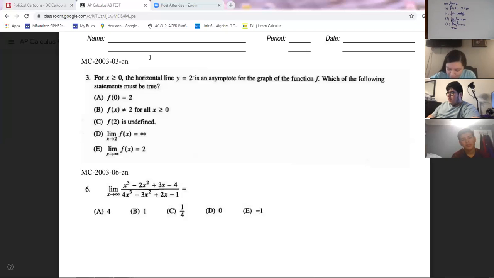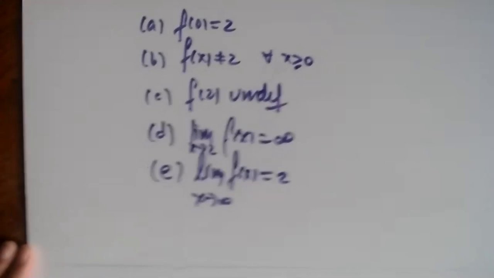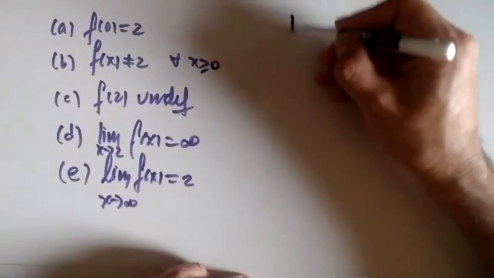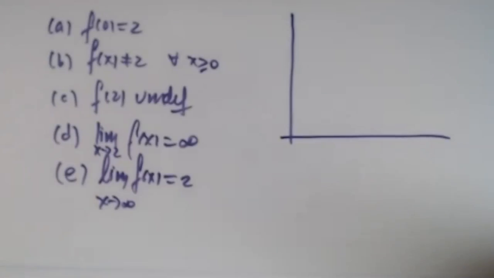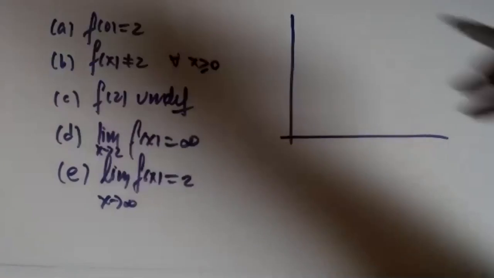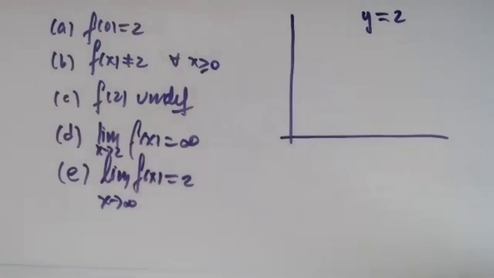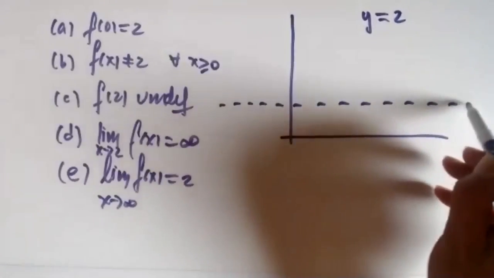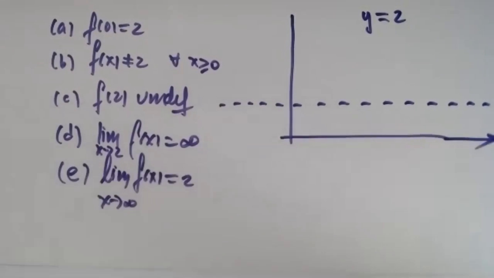Okay, let's go back to the board. These are the answers, correct? So these are the answers here. Now, let's just sketch the possibility. Remember, this is no calculator allowed. So they tell you that y equals 2 is an asymptote. So, okay, y equals 2 is going to be a horizontal line like this, correct?